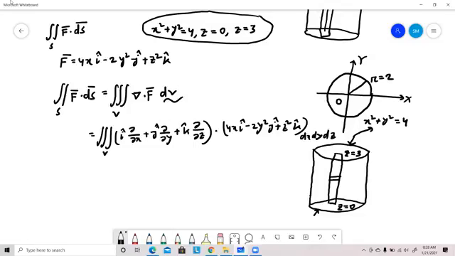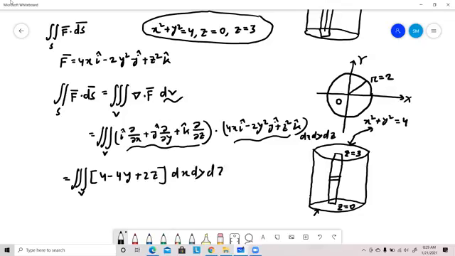Now if we do the dot product of these two vectors, what will be the solution? Tell me. First, what will it be? del by del x into 4. Yes, 4. Next, minus 4y, then plus 2z. Yes, good. So into dx dy dz.